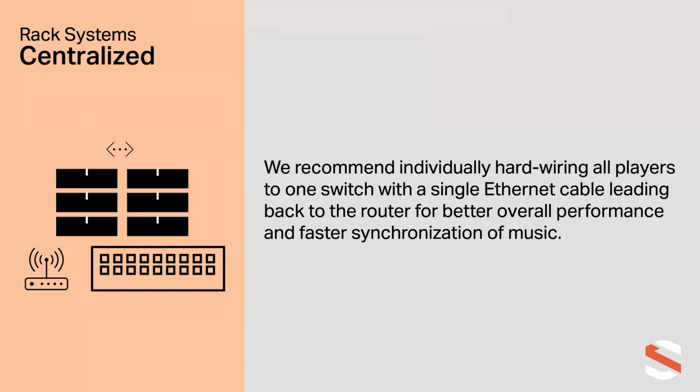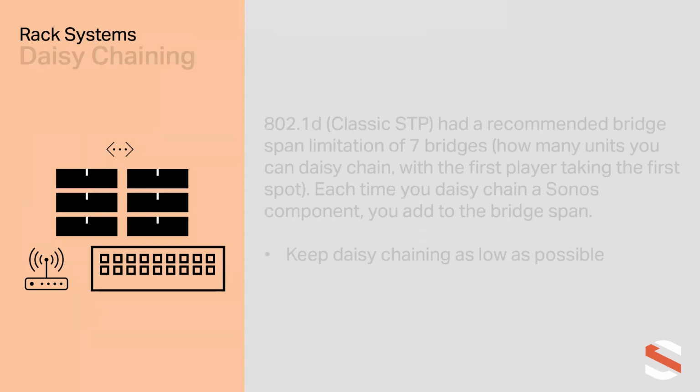So let's say you have 10 amps. We recommend a hard line, an Ethernet from each amp individually back to an unmanaged switch, and one wire from the unmanaged switch to the router or modem. Right? So that's our recommendation. Each player gets its own wire.